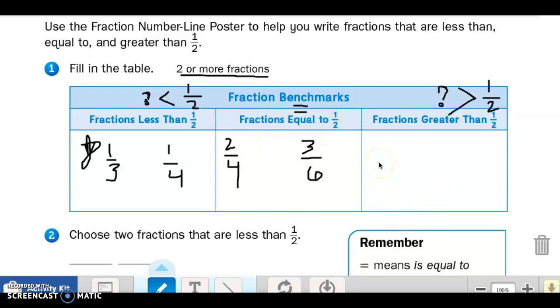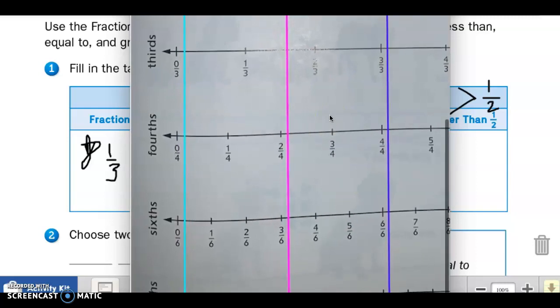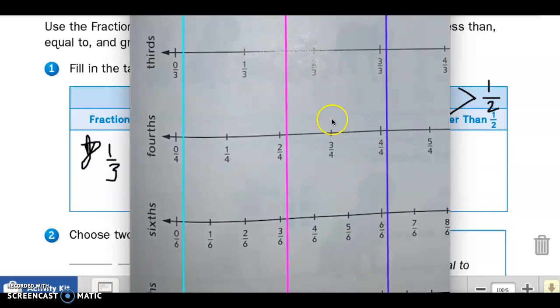And last but not least, we need to find fractions greater than a half. So bigger than a half. How are we going to find that? Well, here's our half line. So everything to the right is getting bigger. What are some ones that I see? I could do whole, but I'm not going to. I'm going to say 3/4 and 4/6. Those are my fractions because they're all to the right of this half line. Here's half. So all the ones going this way are getting bigger. So I'm going to do 3/4 and 4/6.